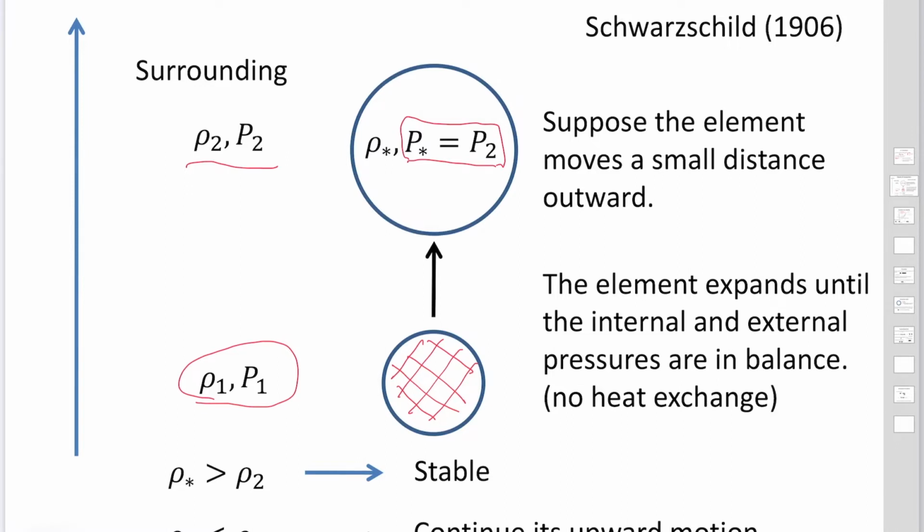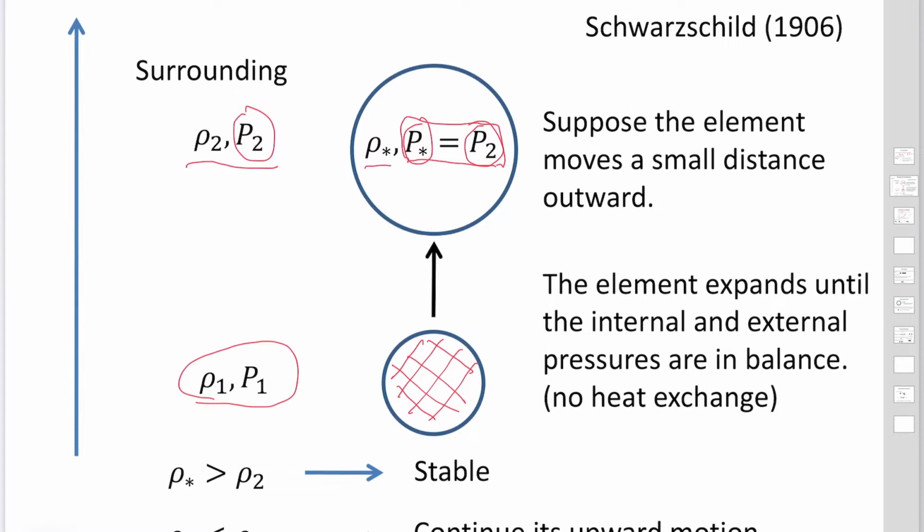During the motion of the gas element moving upward, the density is changing from ρ1 to ρ*, and the pressure is changing from P1 to P*. Dynamical equilibrium is maintained quickly, so pressures P2 and P* have to become exactly equal in a short time scale. Then the densities cannot become the same.